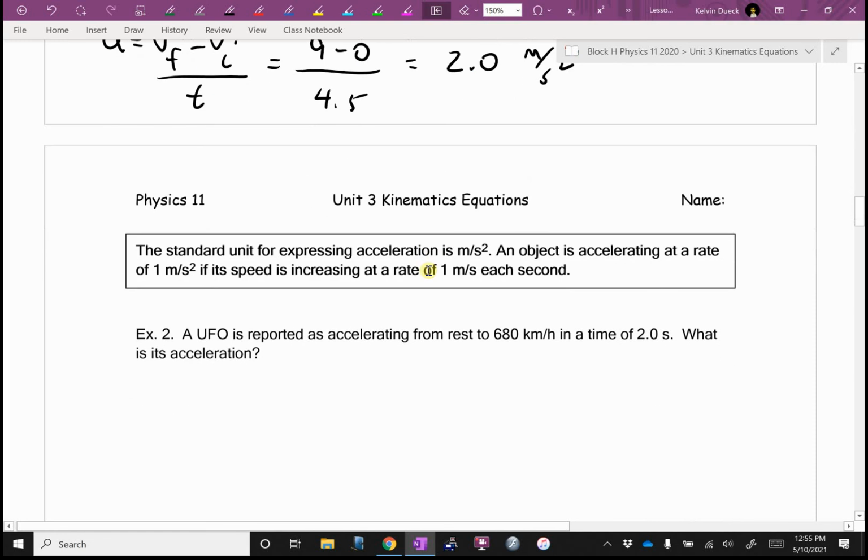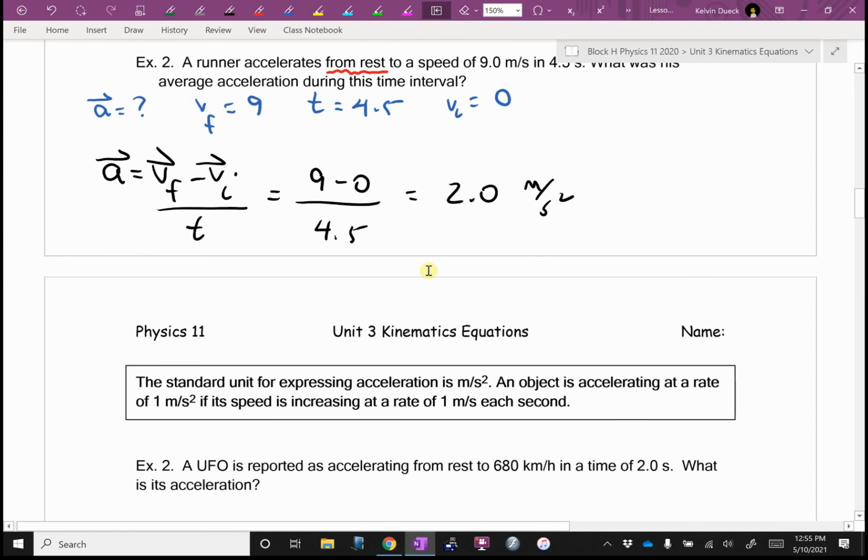Yes? Put all your answers to 2 or 3 sig figs. In fact, I'll almost always go to 3, unless there's a bunch of zeros like this.